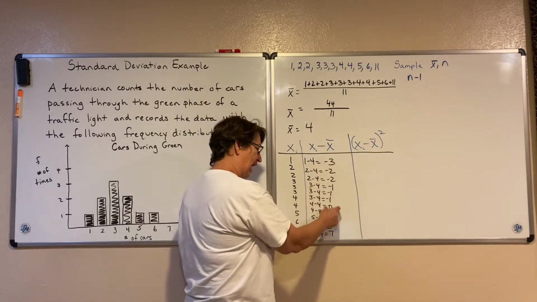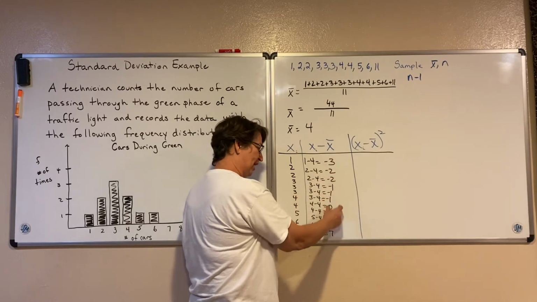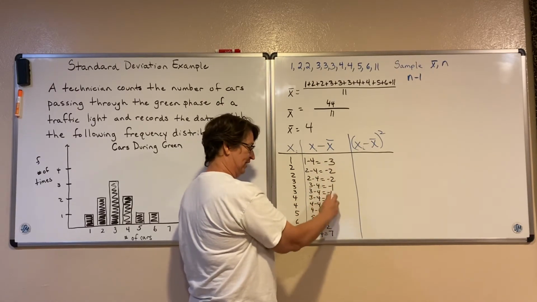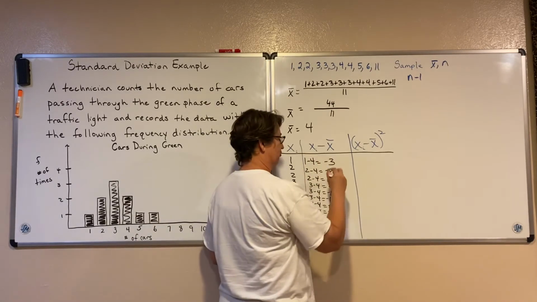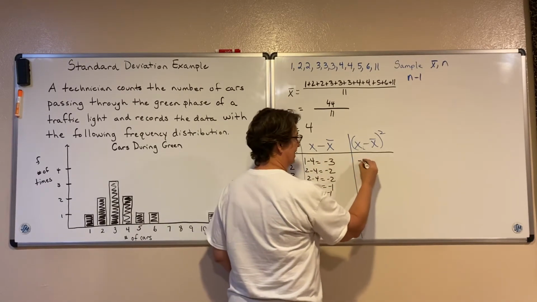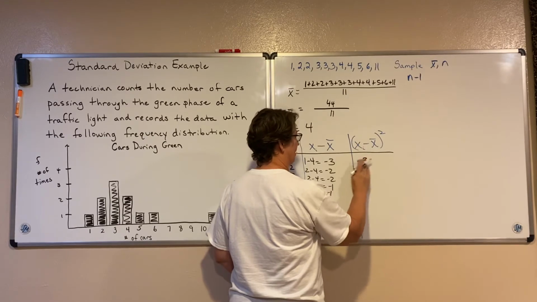Now, I found those deviations. I'm now going to square them so that we can deal with something other than 0. So when we add them together, we don't get 0. So I'm going to take each one of those values and just square them.